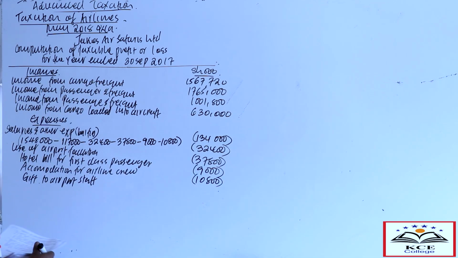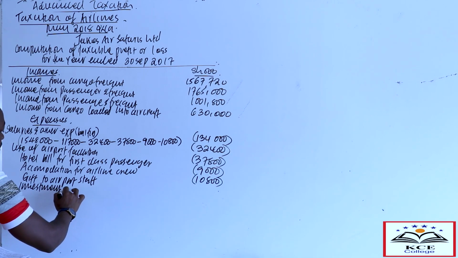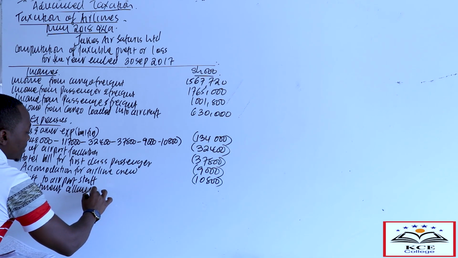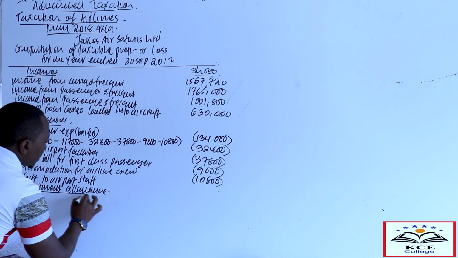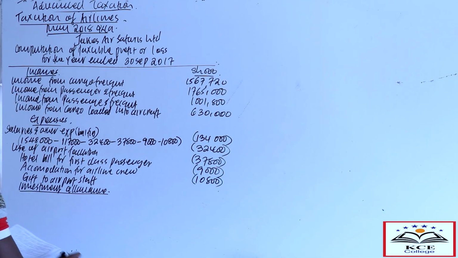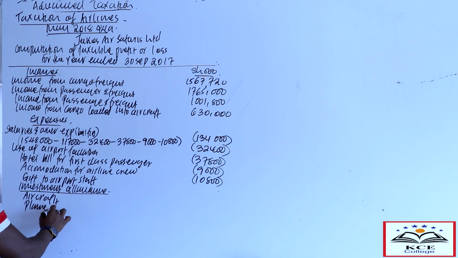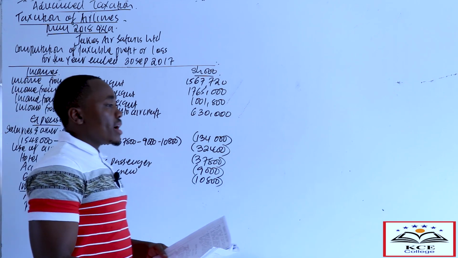Then we provide for investment allowance. Remember, depreciation is a disallowable expense, so what we need is to provide for investment allowance. In this case, we have investment allowance on aircraft, and then on the plane engine. We purchased a plane engine; that is a capital expenditure, which should be capitalized. So how much is for the aircraft?